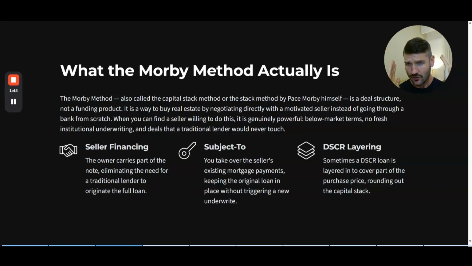So, seller financing. The owner carries part of the note, eliminating the need for a traditional lender to originate the full loan. Subject to: you take over a seller's existing mortgage payments, keeping the original loan in place without triggering a new underwrite. And the DSCR layering. Sometimes a DSCR loan is layered in to cover part of the purchase price, rounding out the capital stack. Or a seller carryback, I think they're called.